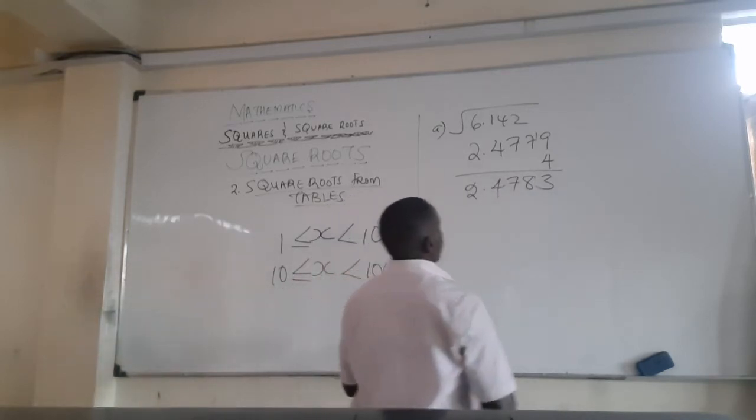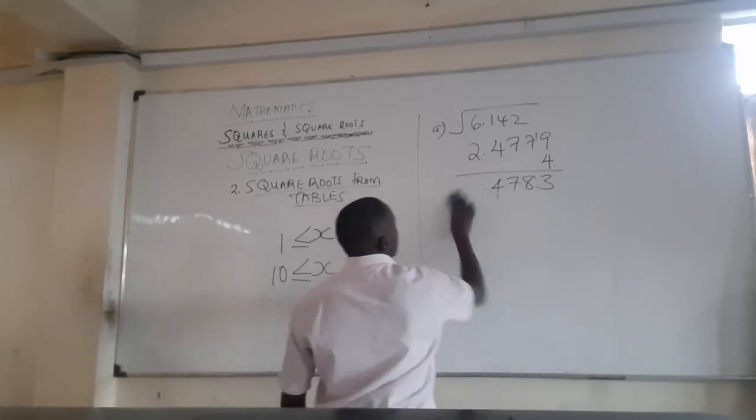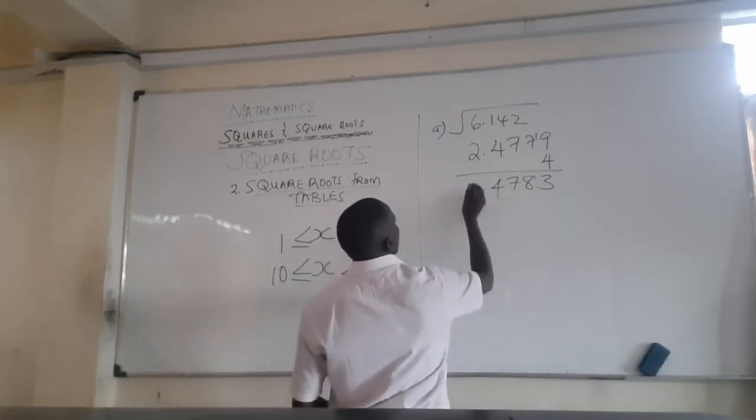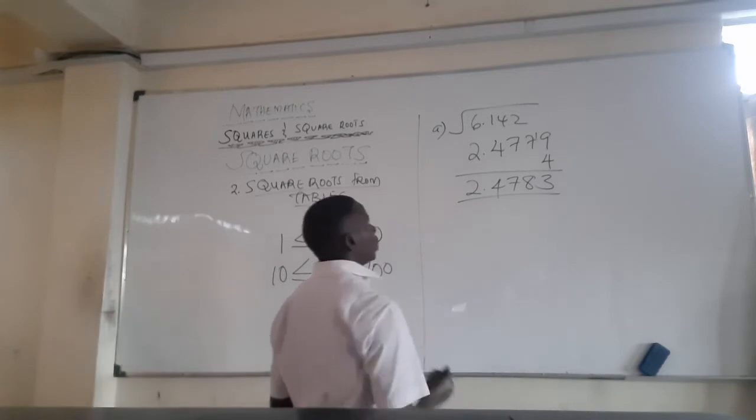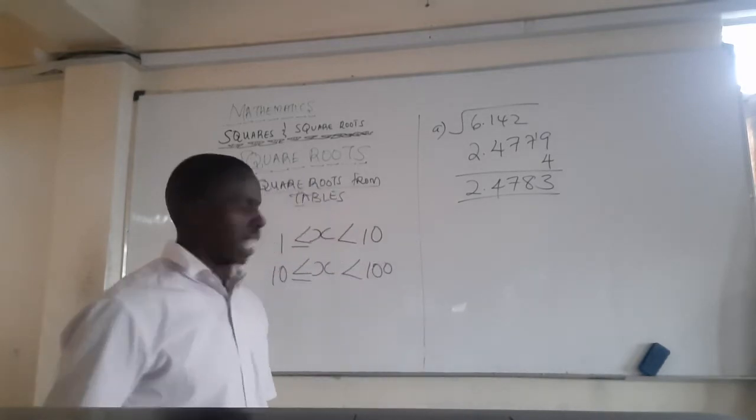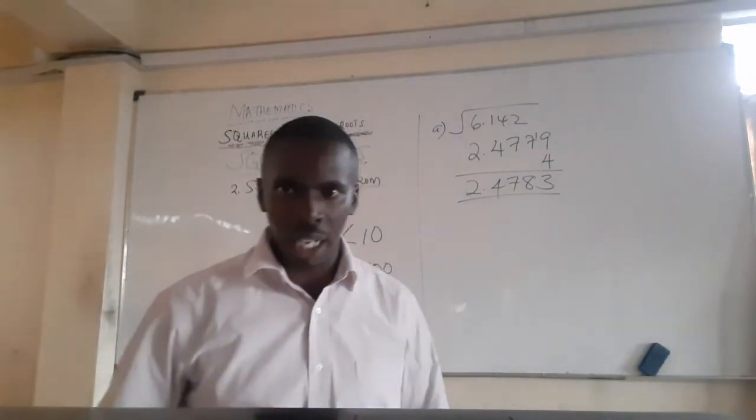So the square root of 6.142 is going to be 2.4783. That is the direct one.